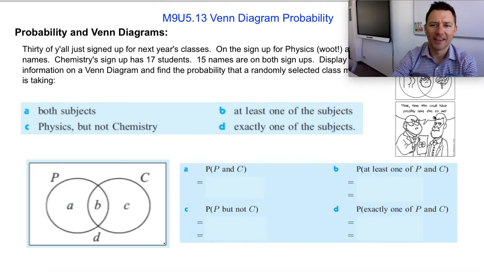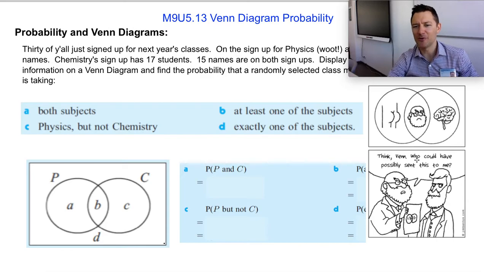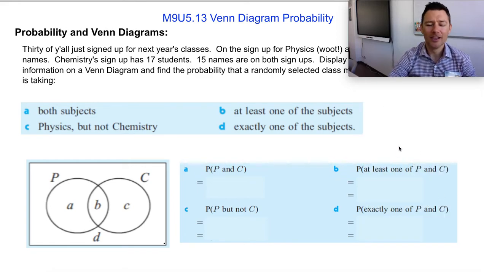So, I like that. Think about it, Venn. Who could have sent me this? It's this guy's face, and he's calling him a butt brain. There's Venn, the inventor of the Venn diagram. So of course he wrote it.